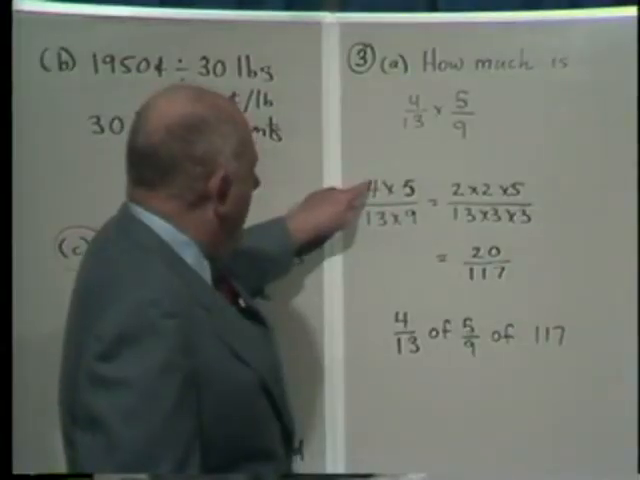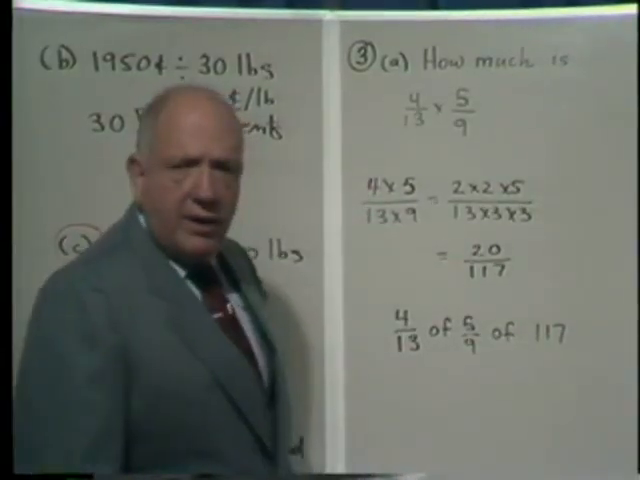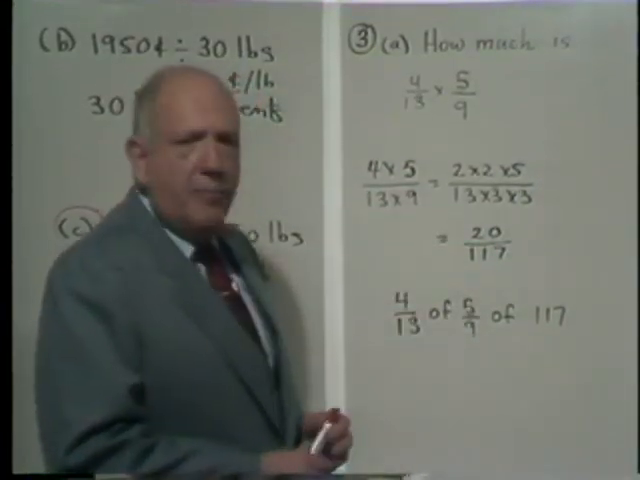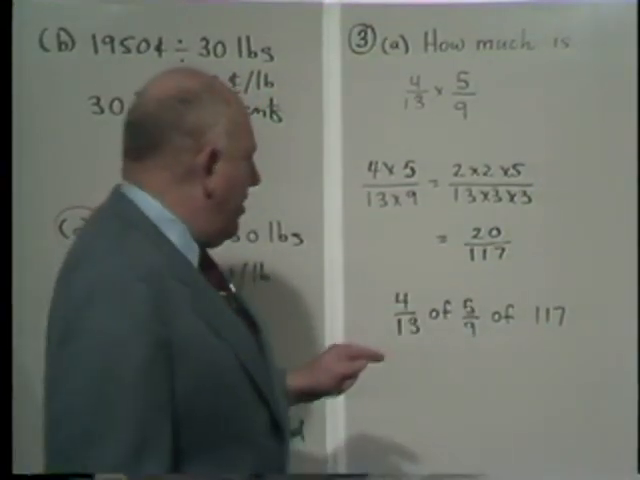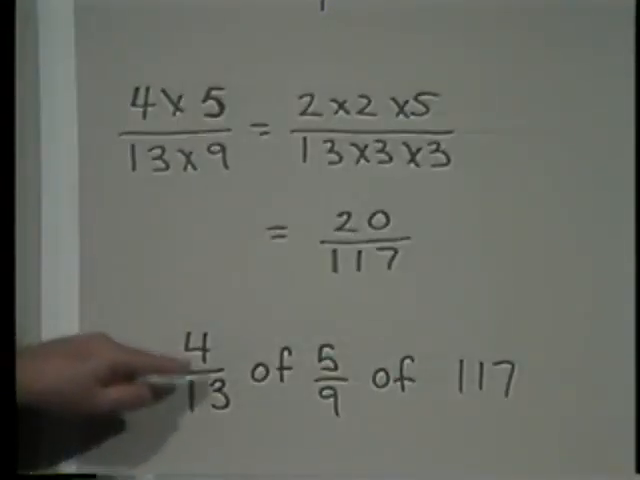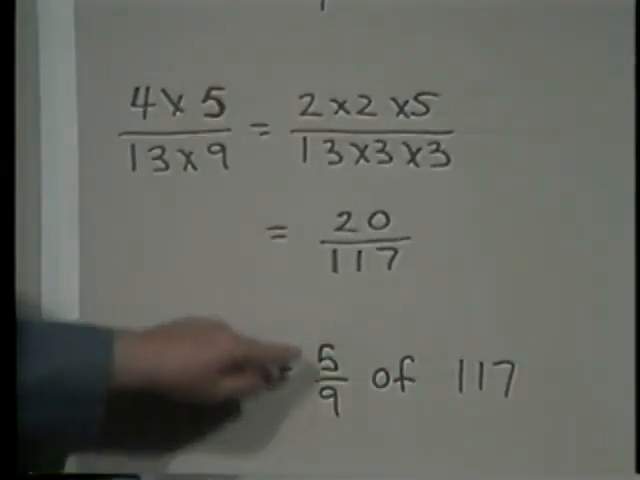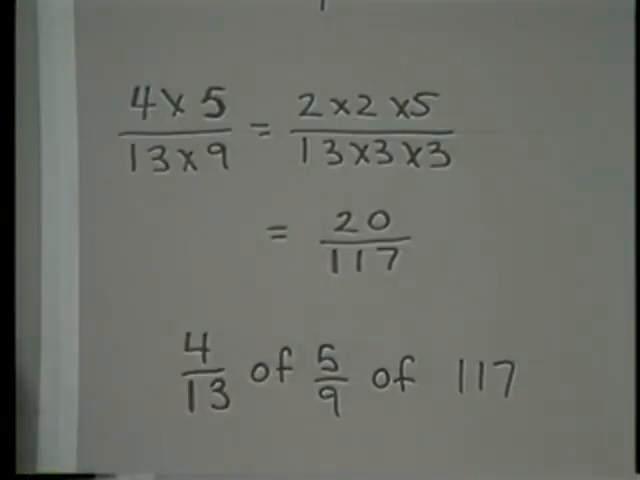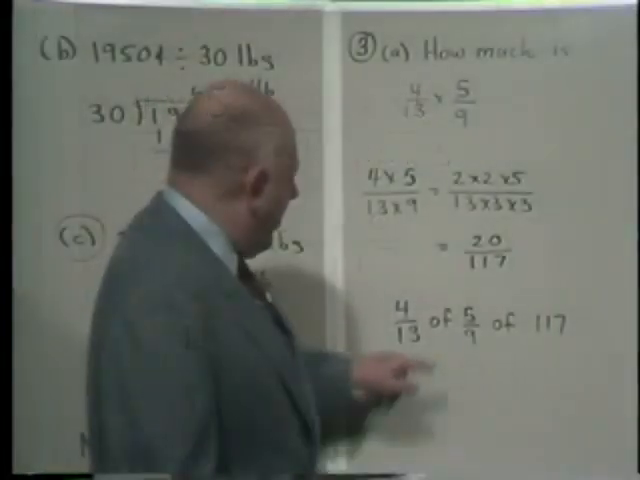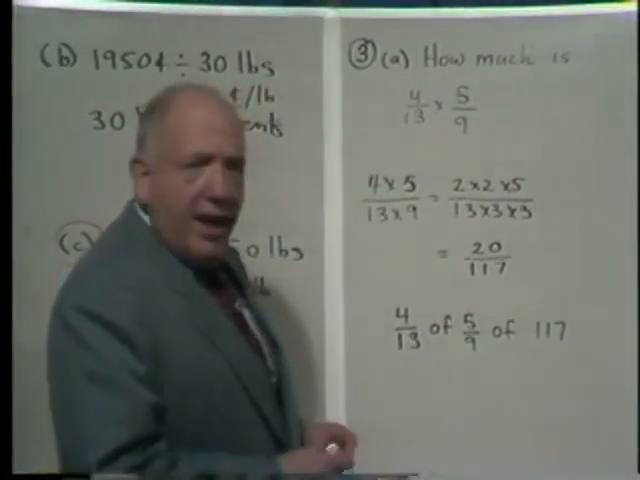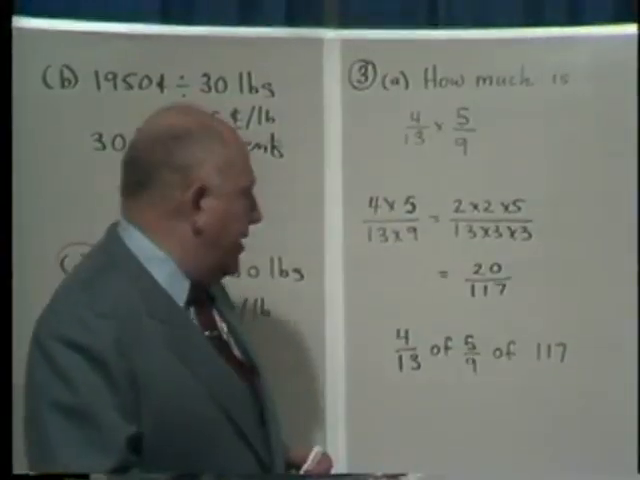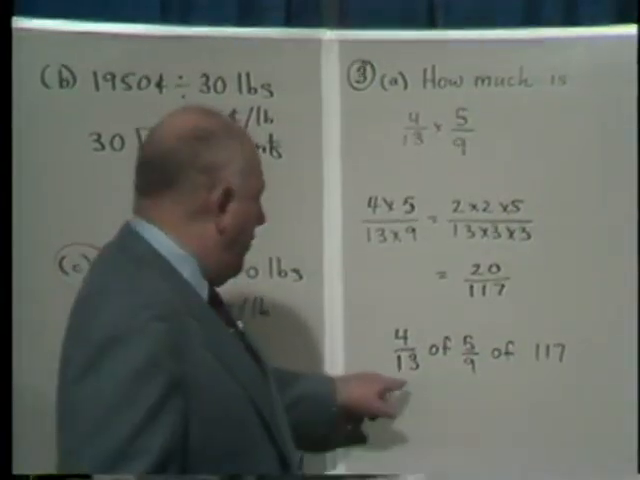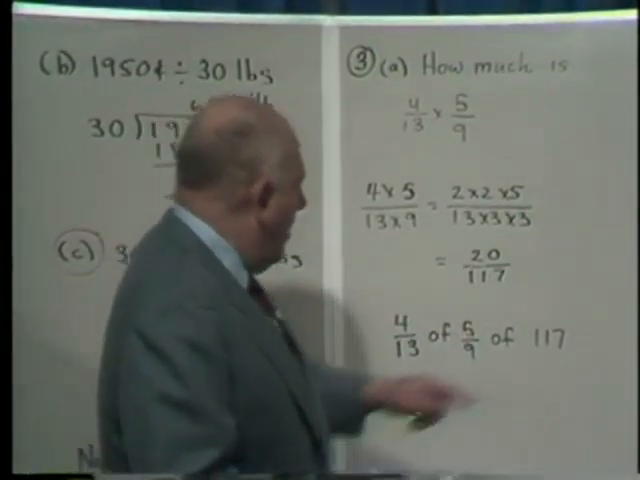So now I multiply and I get what? 20 over 117. That's the mechanical answer, but what does it mean? All it means is that if you're keeping 4/13 of 5/9 of an amount, you're keeping 20 out of every 117. And to visualize this, since 117 is the least common multiple of 13 and 9, let's actually compute how much we'd have if we took 4/13 of 5/9.